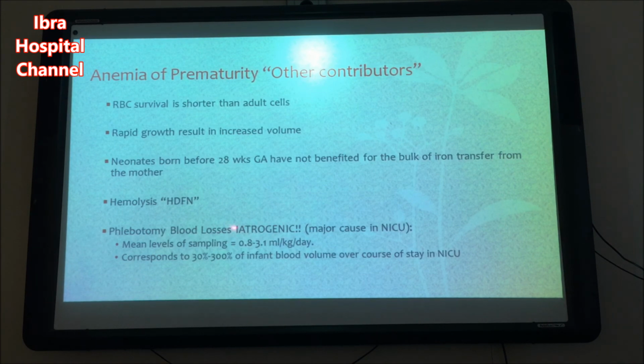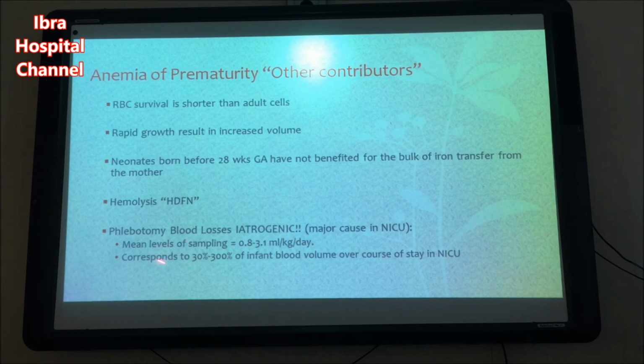But this is a very important part here, which is iatrogenic anemia, or iatrogenic blood loss due to phlebotomy, which is a major cause of anemia in ICU and neonatal ICU patients. Remember the blood volume of a premature, we said how much? 150 ml. So how many tubes will that be? In a few days you can drain him dry of blood. So the mean level of sampling is 0.8 to 3 ml per kg per day. That's when you are careful.